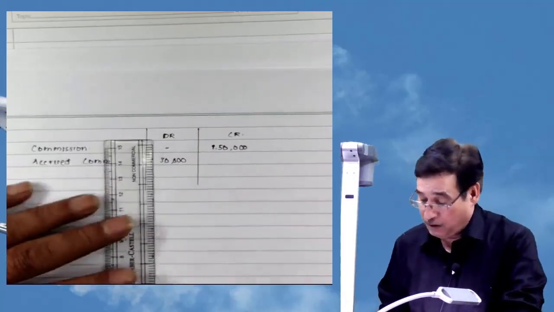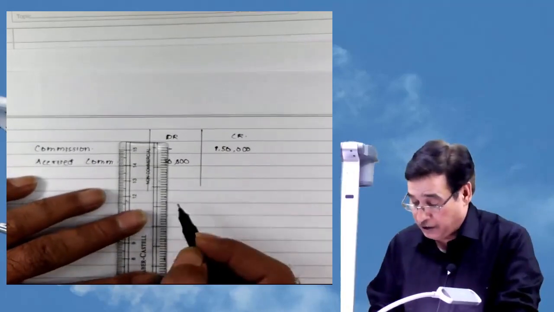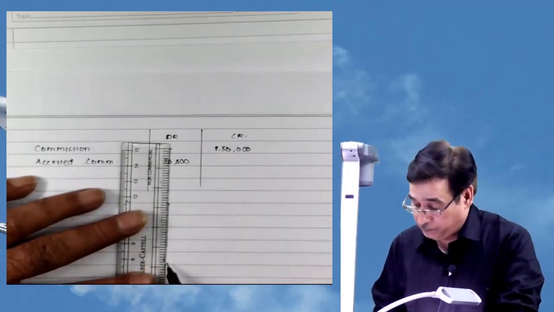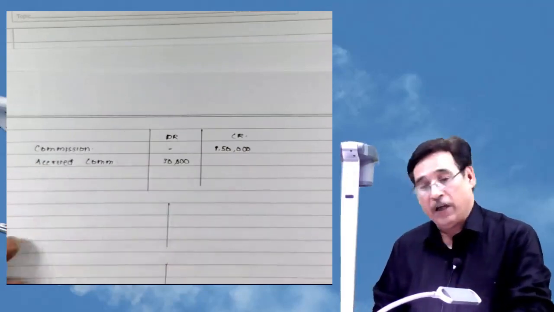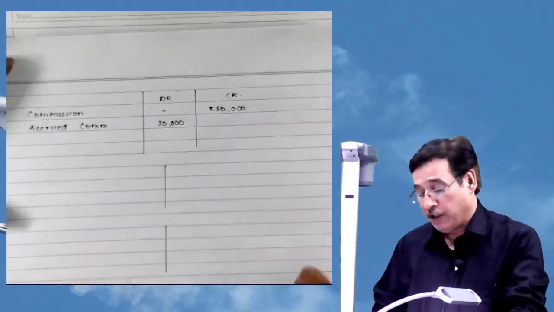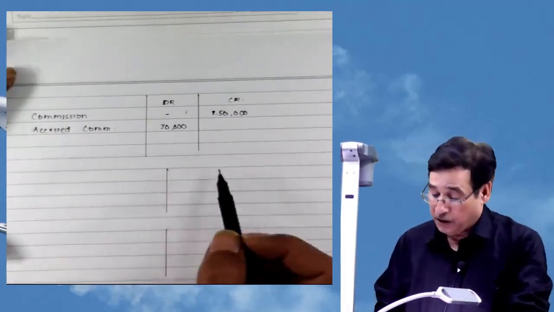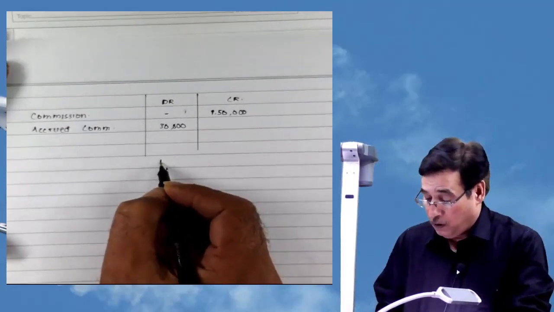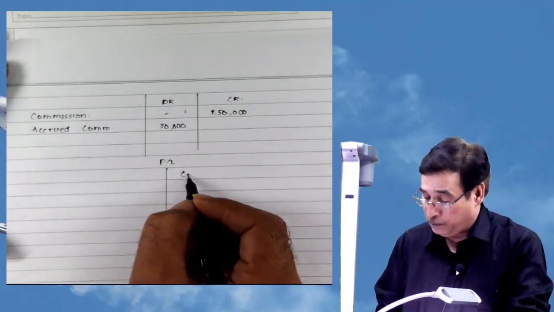Now, how to post these items in the financial statements? Needless to add that these items have been reflected in the trial balance. No adjustment. So as far as P&L is concerned, commission will be posted over here.